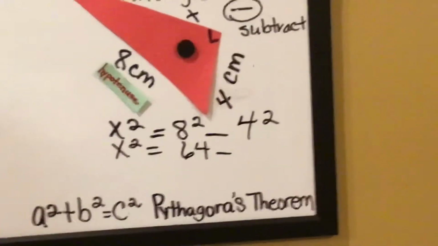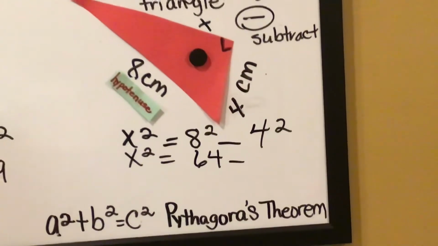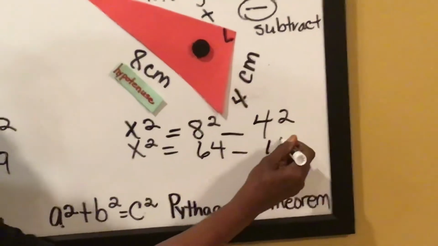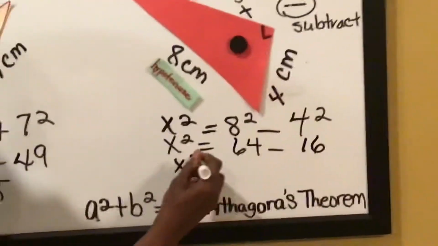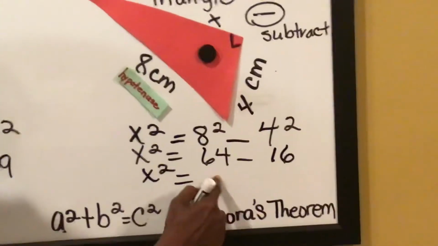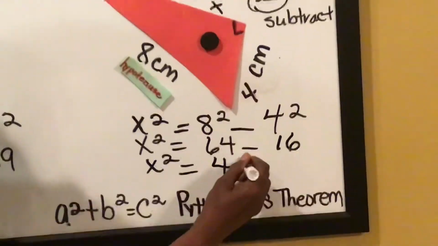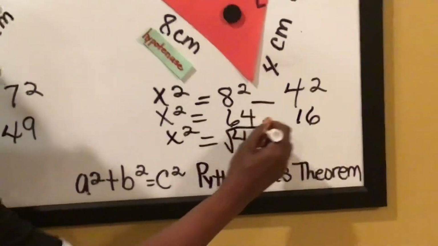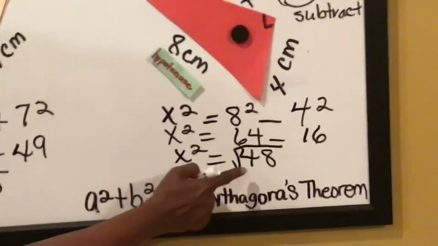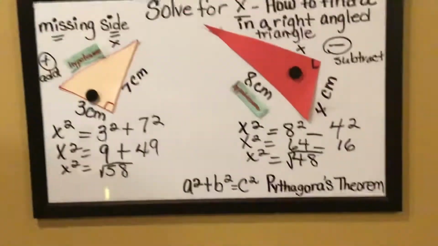Now we're ready to subtract. So what's 4 times itself? 4 times 4? 16. 16. So now we're going to actually do the subtraction. And that's going to be 16 from 64, which is 48. 48. Now I told you, now we got to take the square root. That third step is finding these square roots.